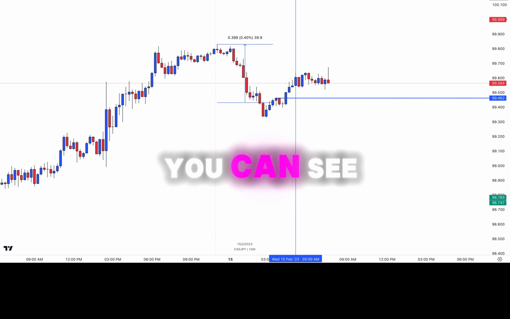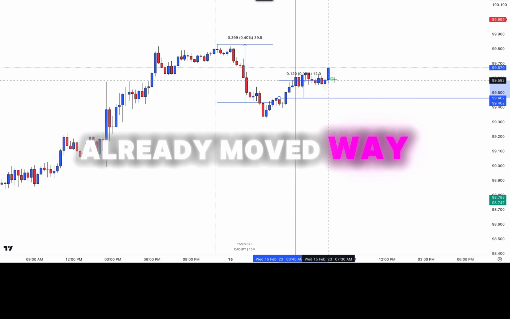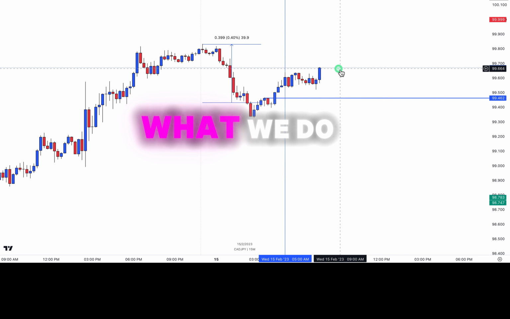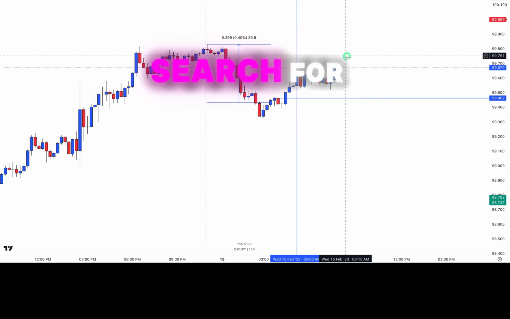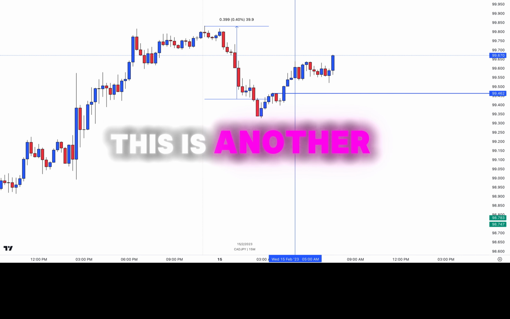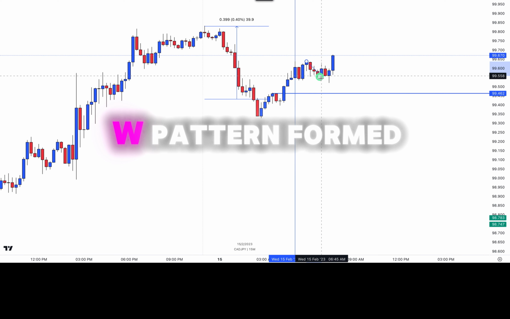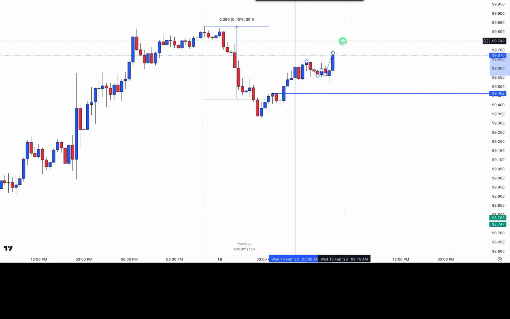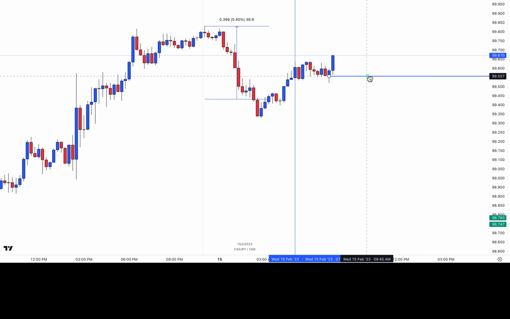So from here, you can see the price has already moved way beyond 20 pips. So right here, what we do is we can search for another W pattern. And from here, you can see this is another W pattern formed. Down, up, down, up. So let's put our neckline here.